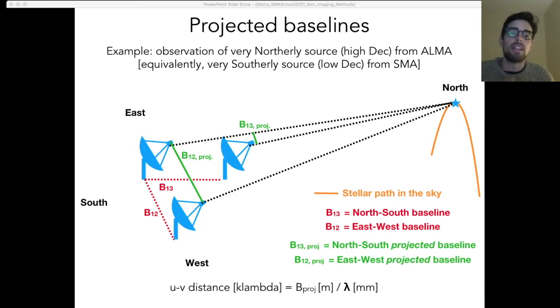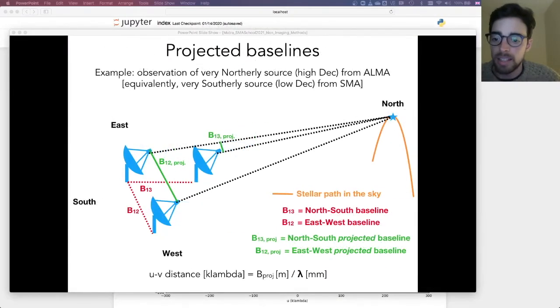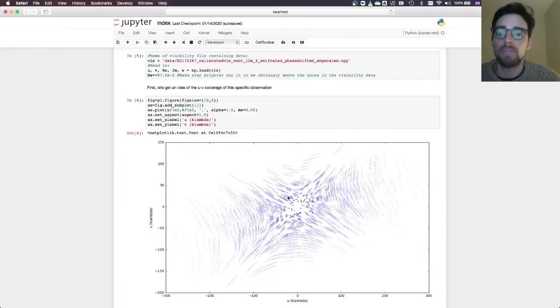So what that means is that if you're looking at a source that is very low in the north from ALMA in the southern hemisphere, you will basically have very shrunk UV distances in the north-south direction and broader UV distances in the east-west direction. And that is exactly what we're seeing. We're seeing a more elongated UV coverage in the east-west direction and a shrunk UV coverage in the north-south direction.